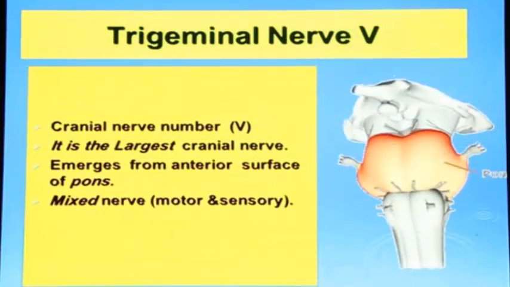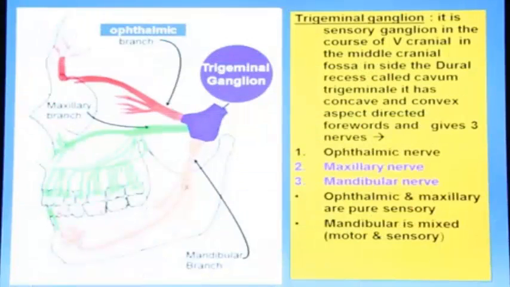This is the trigeminal nerve. The trigeminal nerve is cranial nerve number 5. It is the largest cranial nerve. It emerges from the anterior surface of the bone. So this is the bone, and this is the trigeminal nerve, which has 3 branches. These nerves are mixed, motor and sensory.